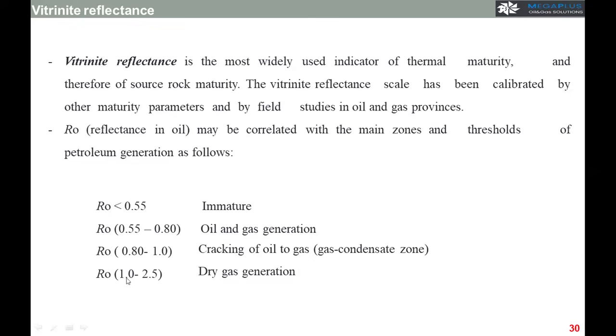If your Ro is between 1 to 2.5, now it is dry gas generation. All your source rock here at this level will produce only gas. There is no fluid present, only dry gas.